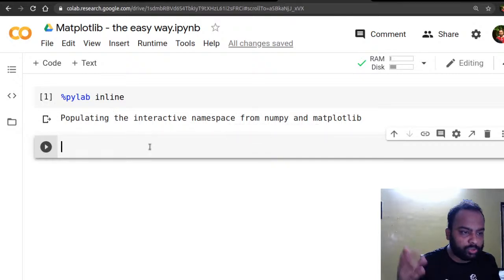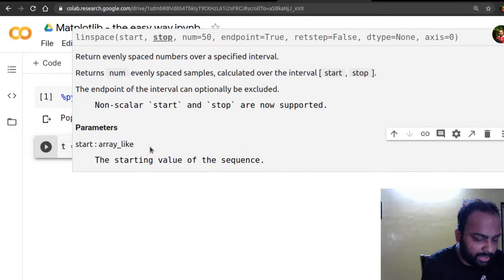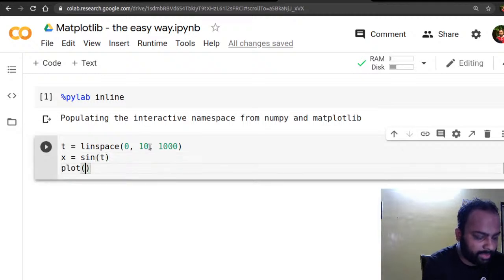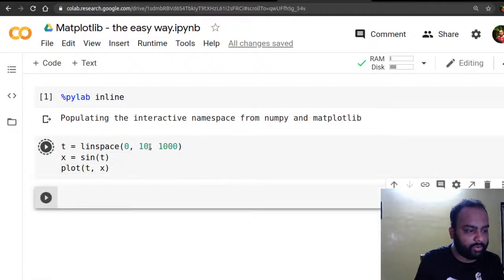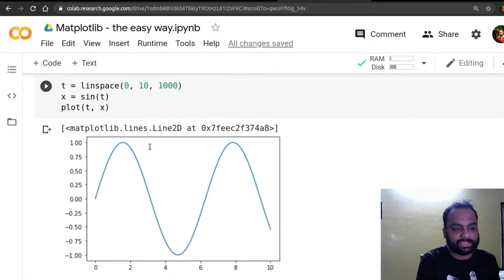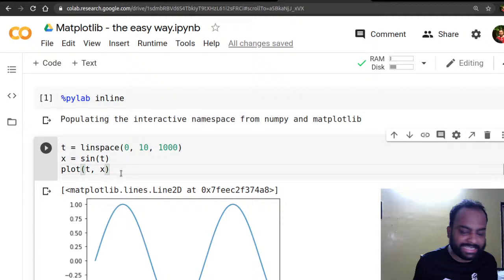Now I do not have to write np. or plt. things like that. I can just say t equal to linspace(0, 10, 1000), x equal to sin(t), and plot t comma x. That would do. Again, this is for interactive exploration. So if you are in a hurry and want to interactively explore a few things, I would recommend you use %pylab inline and go your merry way. It pretty much takes away all the hassles.